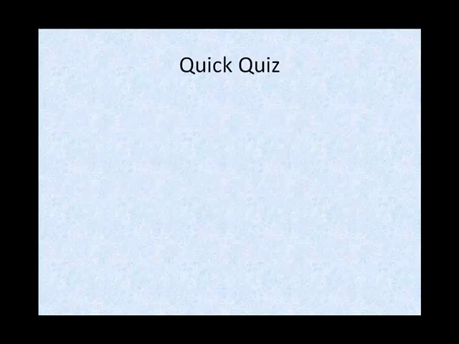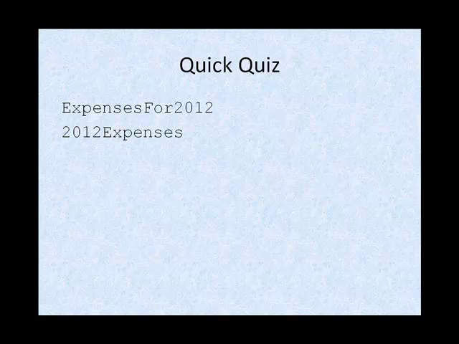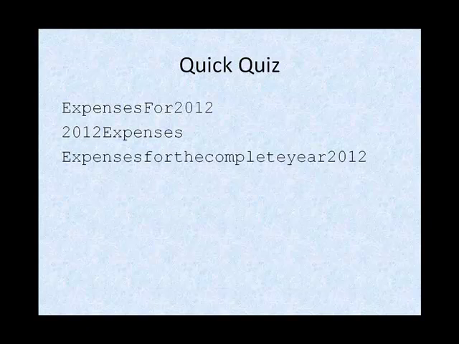Here's a quick quiz. Look at each of the following class names and decide whether they are legal or illegal and conventional or not conventional. The class name ExpensesFor2012, it's both legal and conventional. 2012Expenses, illegal. A class name or any identifier cannot start with a digit. Expensesforthecompleteyear2012. Well, this one is legal, but it's not conventional. It's very hard to read because there are no capital letters starting each new word. "Expenses for 2012", this one is an illegal identifier because of the spaces embedded in it.